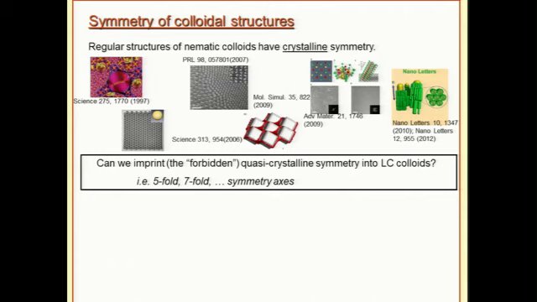Now the question I want to ask is, can I get a quasi-crystalline symmetry into my system? By quasi-crystalline, I mean the system has, say, a 5-fold, a 7-fold, or some other complex rotational axis.